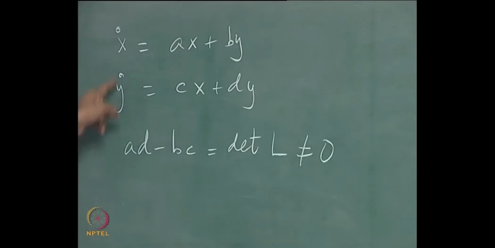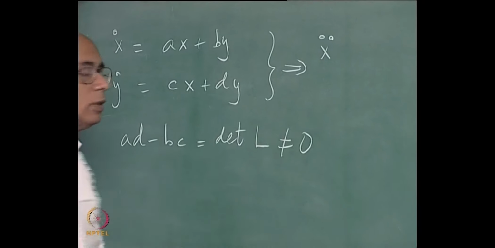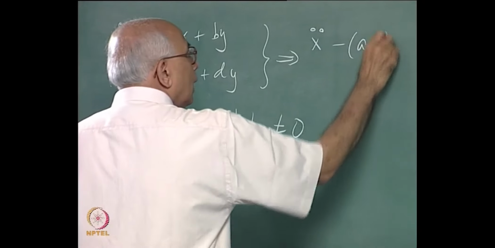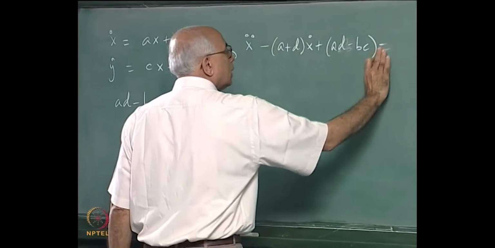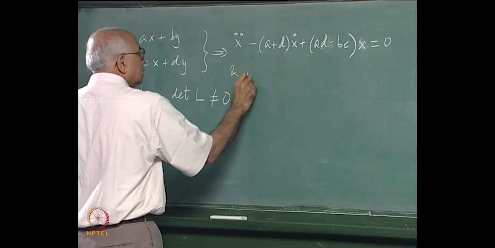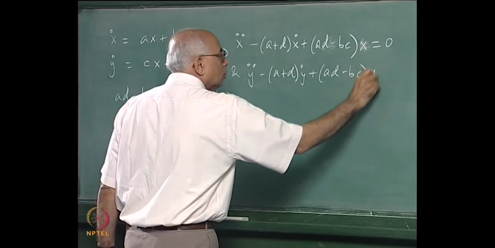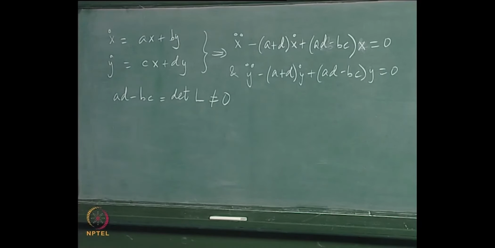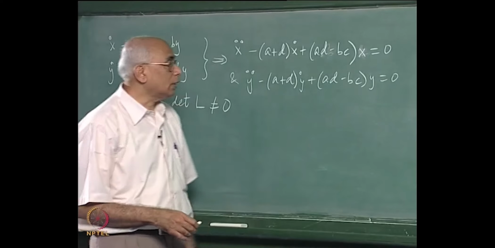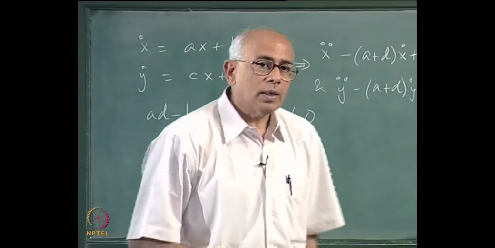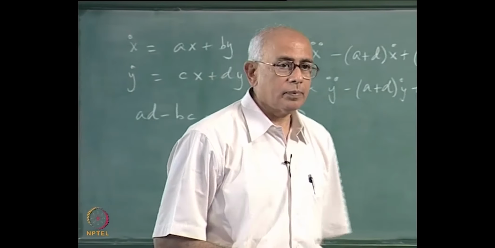Now if you eliminate either x or y from the set of equations, this implies a second order differential equation for x, of the form x double dot minus (a plus d) x dot plus (ad minus bc) x equal to 0, and similarly y double dot minus (a plus d) y dot plus (ad minus bc) y equal to 0. x and y of course would differ in general in their initial conditions, as would x dot and y dot, and you would get different combinations of e to the lambda 1 t and e to the lambda 2 t. If lambda 1 should happen to be equal to lambda 2, then the solutions are of the form linear combinations of e to the lambda t and t e to the lambda t, and we have seen that too.